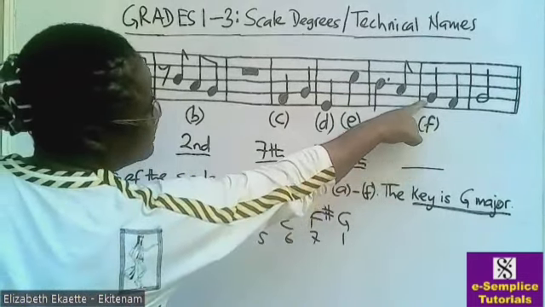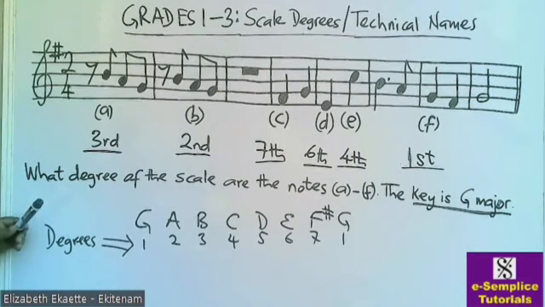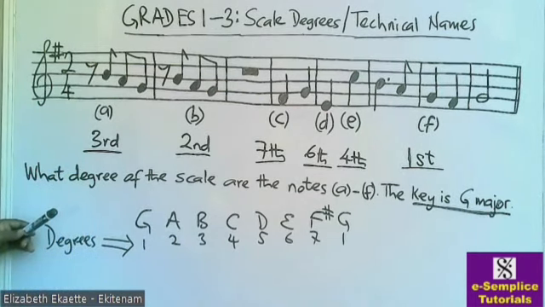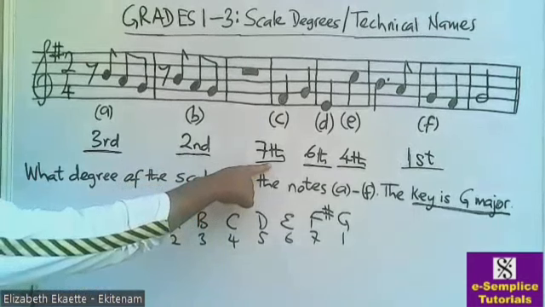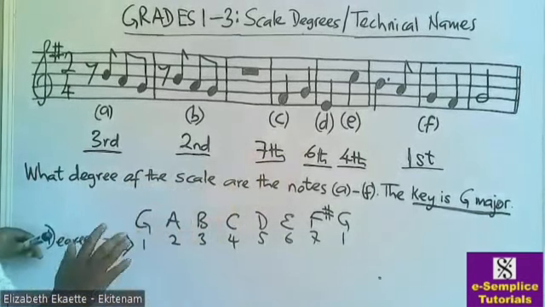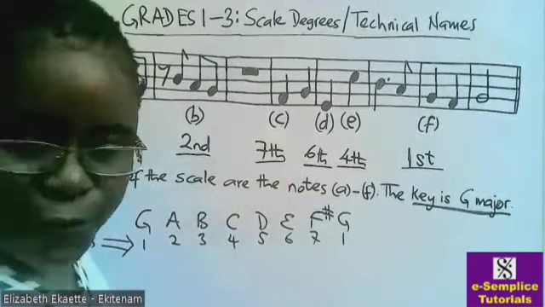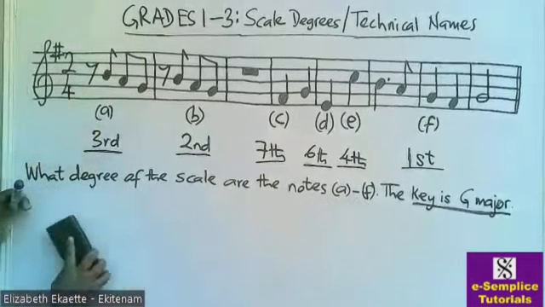Actually, it cuts across the whole grades 1 to 3. You are likely to find a question like this. For grades 1 and 2, you can find it as a full question. For grade 3, you also need to know the technical names of these degrees. You are expected to know the technical name for the 3rd degree, the technical name for the 2nd degree, the technical name for the 7th degree. All these degrees have technical names. So for grade 3, I'm just going to write the answers.